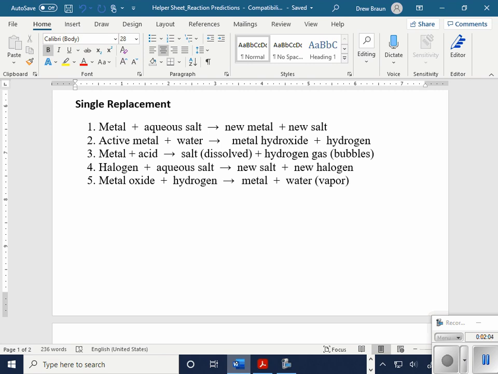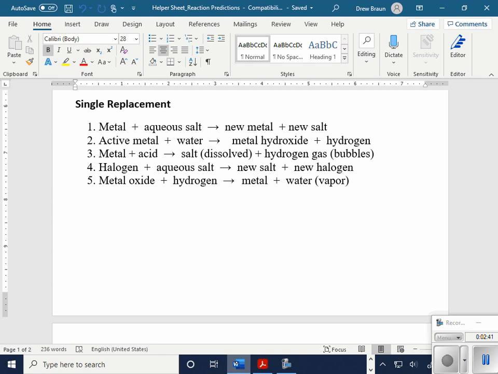Do I have water in this equation? No, I do not. Do I have a metal and an acid? There wasn't an acid there. Do I have a halogen and an aqueous salt? Well, remember our halogens, group 17, I didn't have one of those. Do I have a metal oxide? Yes. Do I have hydrogen? No. Okay, so as I'm looking through these 5 different types, the one I am going to be dealing with is single replacement number 1.